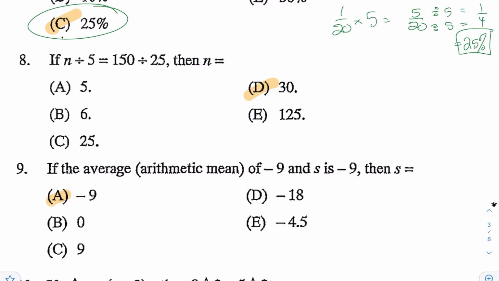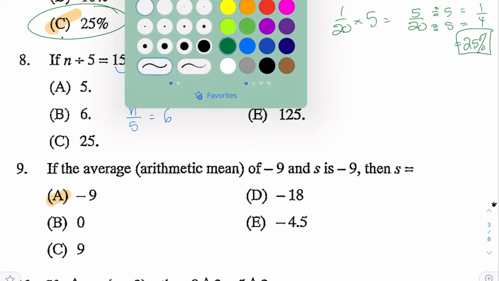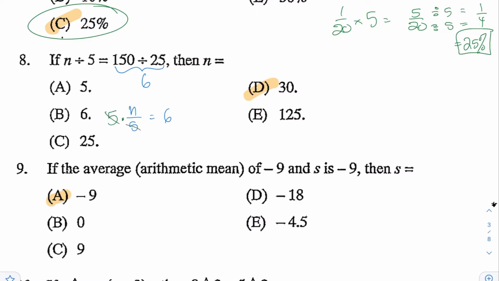Next for number 8, if n divided by 5 is equal to 150 divided by 25, then n is equal to, so 150 divided by 25 is 6. So you know that n over 5 is equal to 6. If you multiply by 5 on both sides, the n is equal to 30, which is choice D.